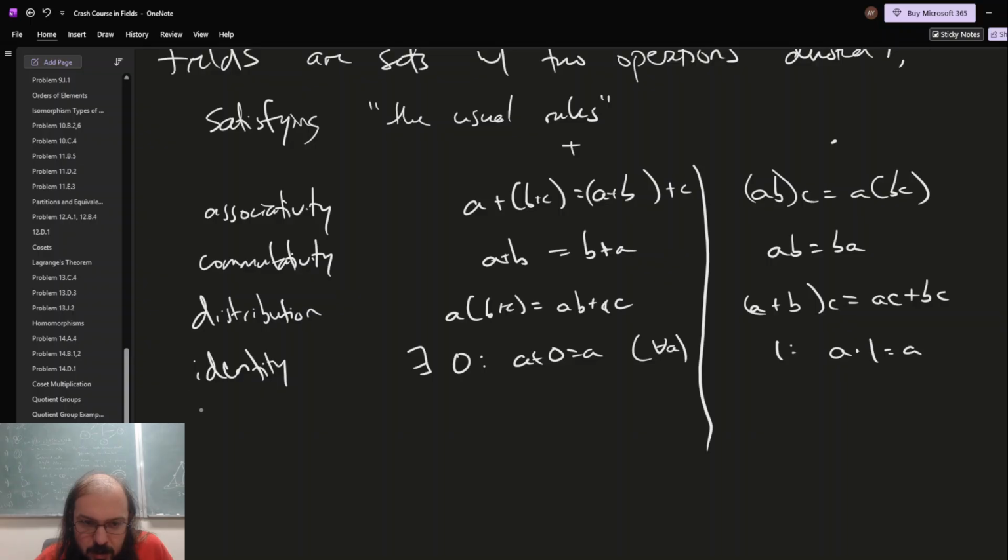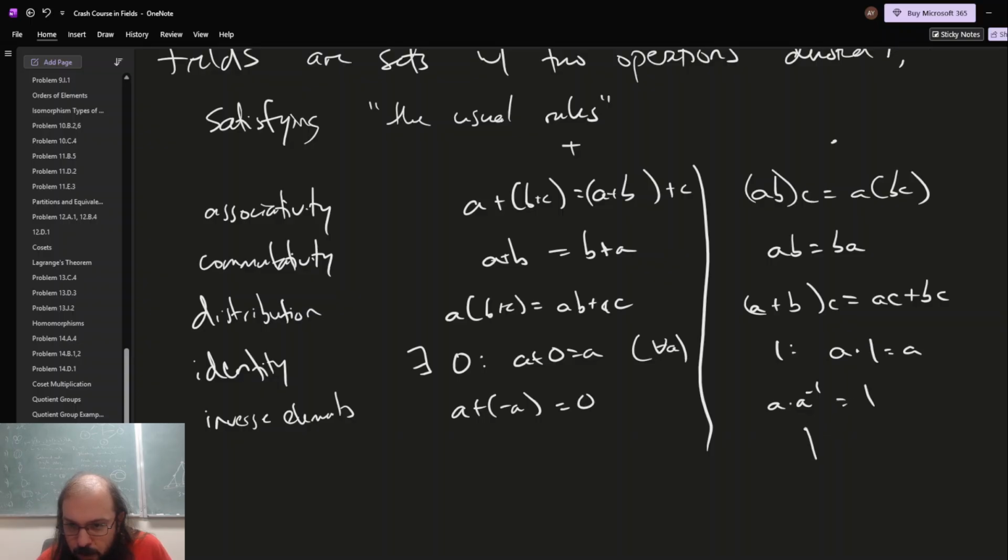And then lastly, we have inverse elements, namely A plus the additive inverse is 0, and there always is such an additive inverse, and A times A inverse is 1, but A is not allowed to be 0, right? There's no multiplicative inverse of 0.